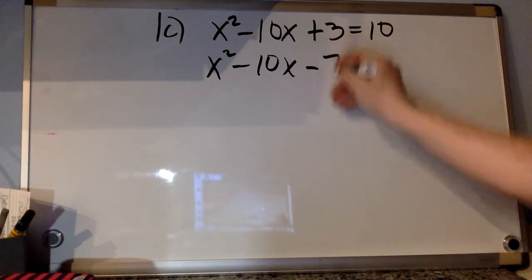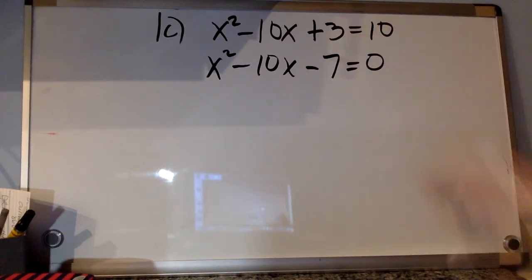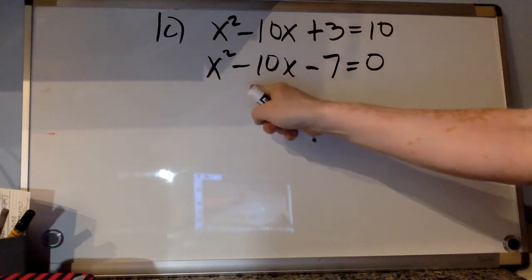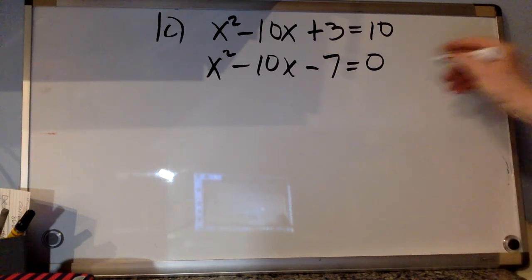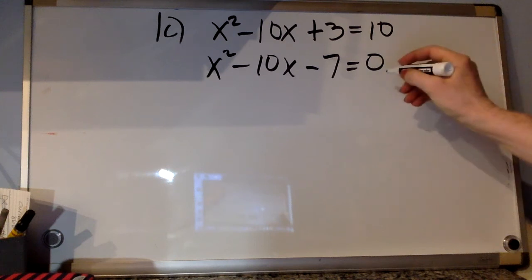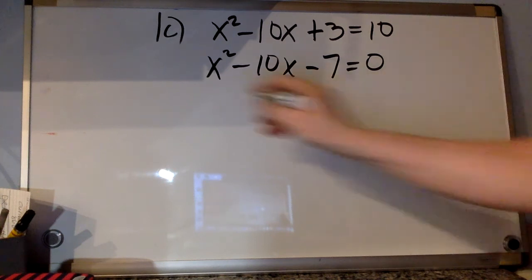minus 7 here on this side. So A would be 1, B would be negative 10, and C would be negative 7. I'm not going to go through the process with you, but if you do B squared minus 4AC, you're going to get, let's say, B squared. Yeah, I think you're going to get 128. We'll do it over here.